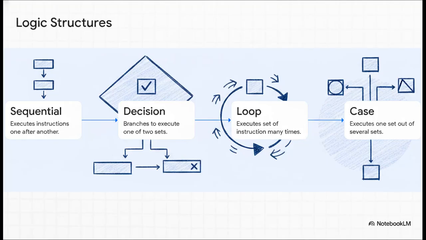To build a truly efficient computer solution and to keep us from constantly rewriting identical processes, we rely on 4 fundamental logic structures. Number 1, sequential structure, where instructions execute one after another. Number 2, decision structure, which branches paths using if and then logic. Number 3, loop structure, which executes a set of instructions multiple times. And number 4, case structure, which executes one specific set of instructions out of several different available sets.